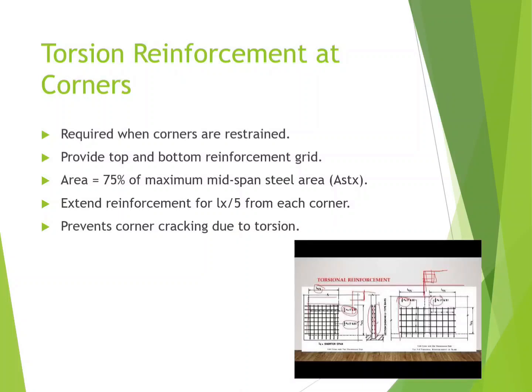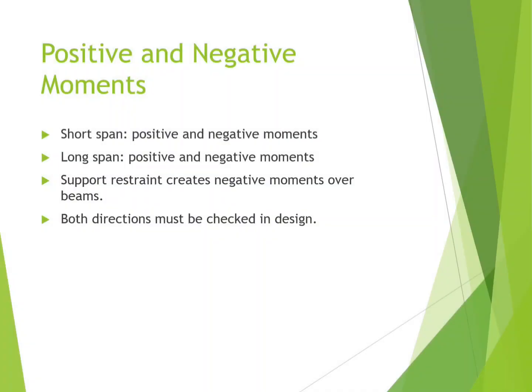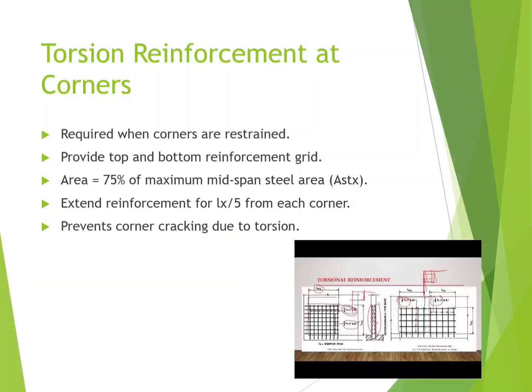Because the corners are held down, intense twisting forces develop. To stop the concrete from tearing apart at the corners, Appendix D mandates that you must provide a dedicated torsion reinforcement grid at both the top and the bottom faces of the slab. This grid must have an area equal to 3/4 or 75% of the maximum regular midspan steel area, Ast,x. And this grid has to extend inward from the edges by a distance of exactly 1/5 or Lx/5 of your shorter span length. If you follow these strip layouts and corner rules, your two-way slab will be incredibly safe, structurally sound, and code compliant.